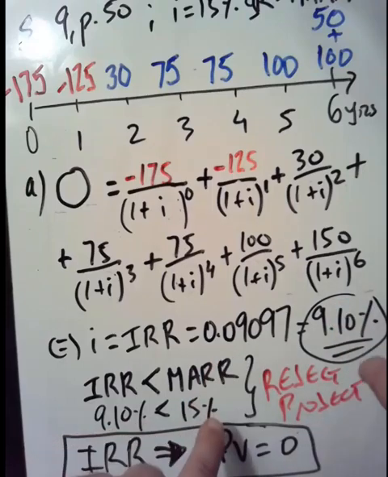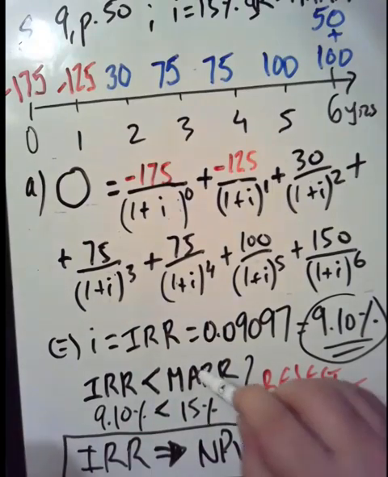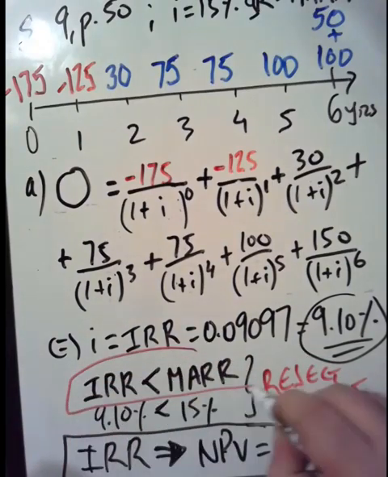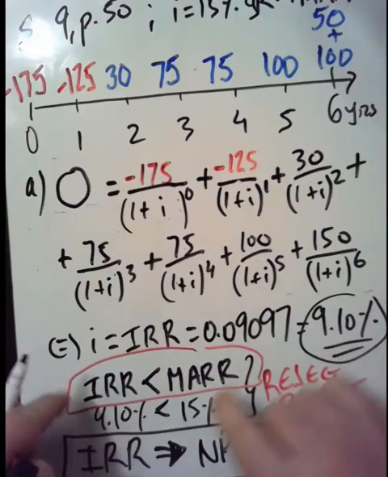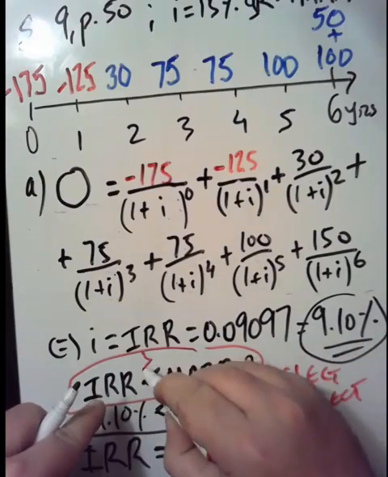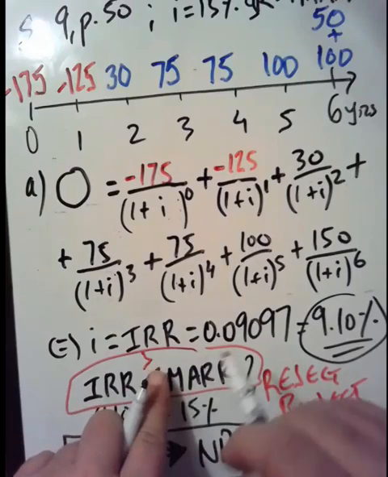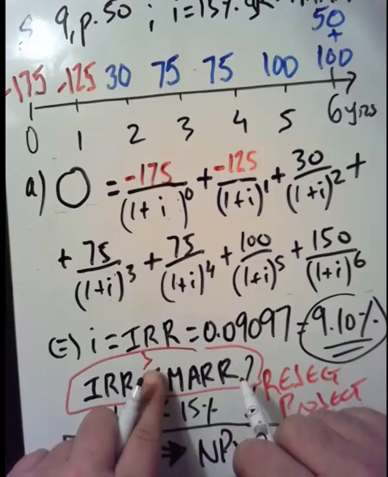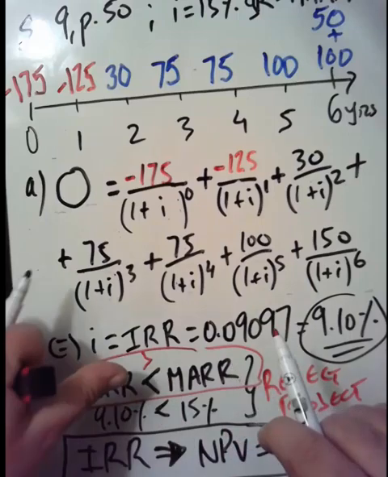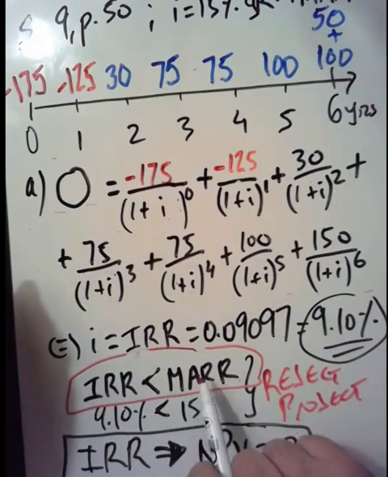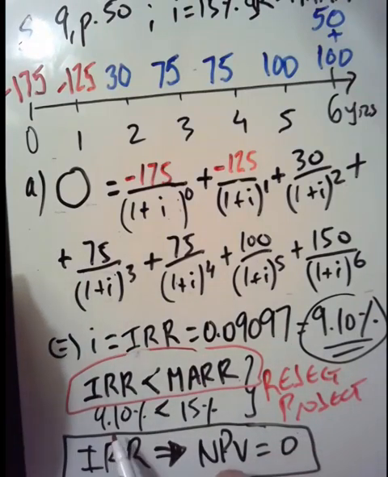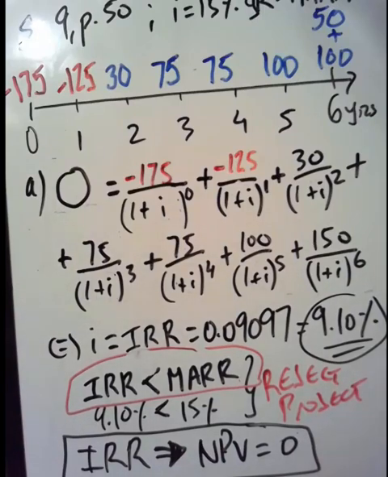Second step, evaluate if the project is acceptable or not. The decision rule to be acceptable is that the internal rate of return must be greater than the minimum acceptable rate of return. If it was greater, we would accept the project. But in this case, it is smaller. The internal rate of return is 9.10, the minimum that we want is 15, therefore we reject the project. So that's pretty much it about the internal rate of return.